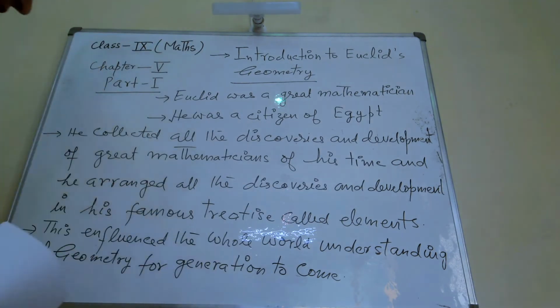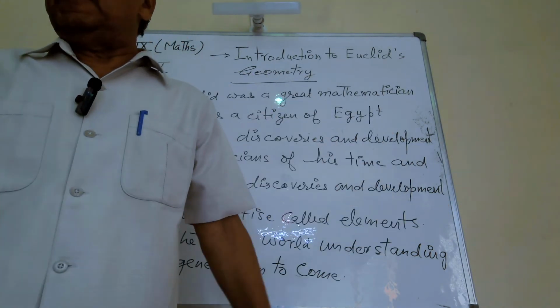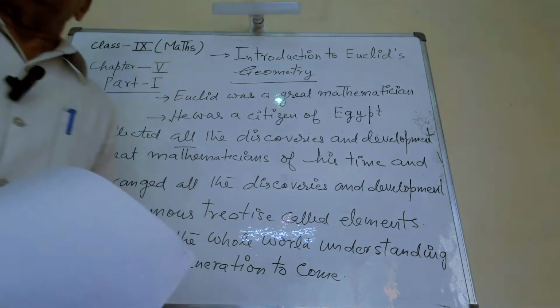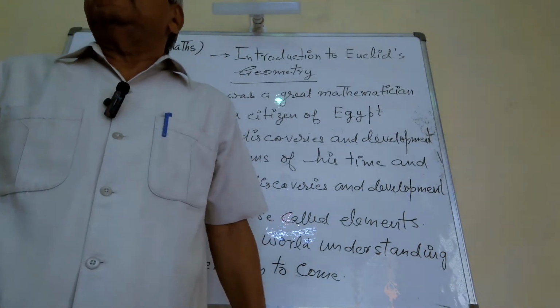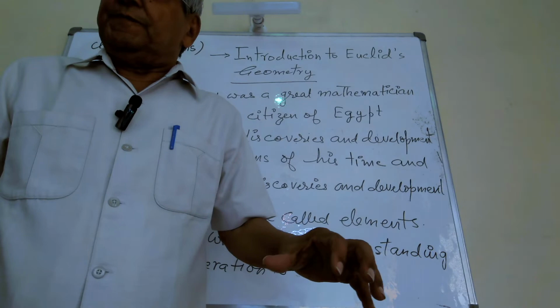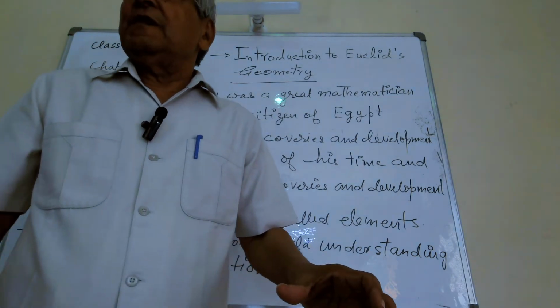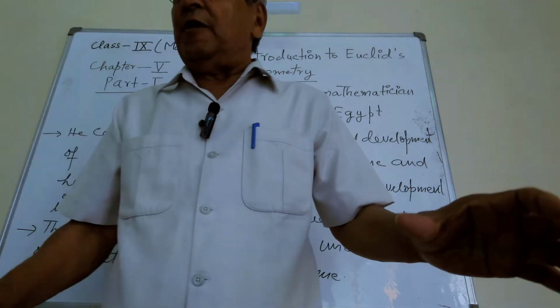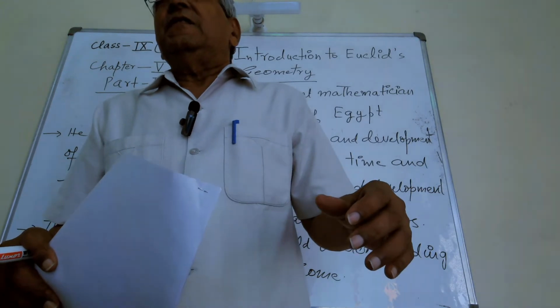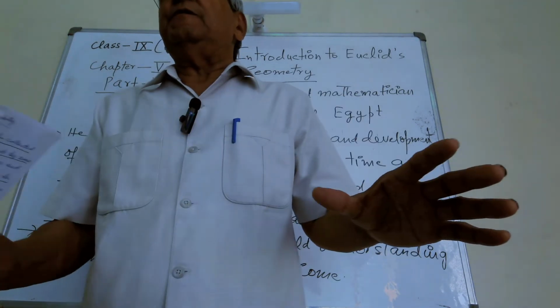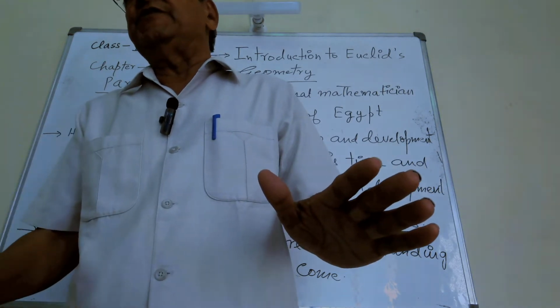So this influenced the whole world's understanding of geometry for generations to come. What I want to say is that by the assembling of these discoveries and developments of great mathematicians, the whole world was influenced by these discoveries and developments.